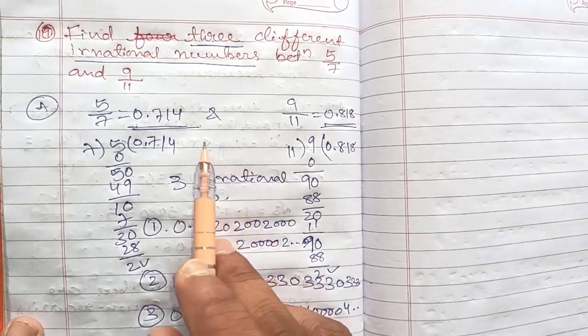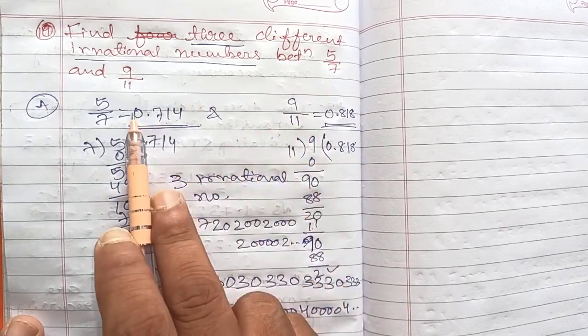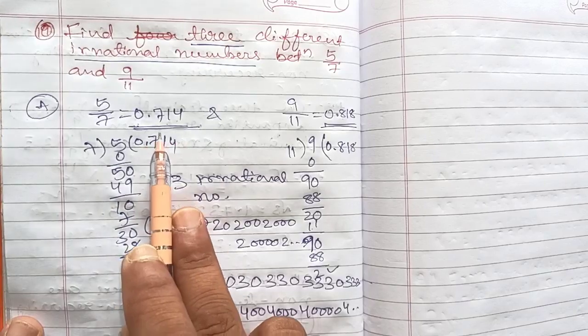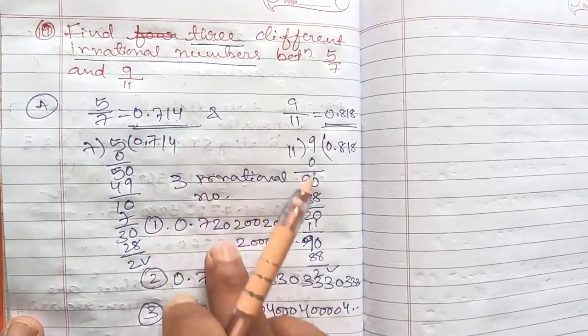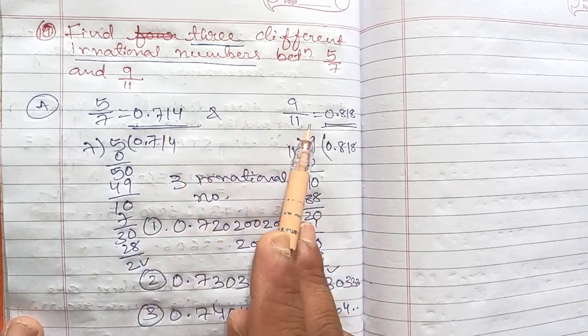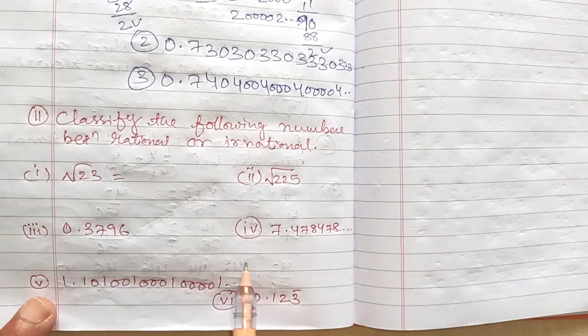Okay, so whenever it will ask to write a few irrational numbers between two different rational numbers, first of all you divide those rational numbers and get them in the decimal form. Okay, after that you see whatever numbers you are writing, it should lie between 71 and 81. That means it should lie in between those two decimal numbers. So now the last question from the exercise.